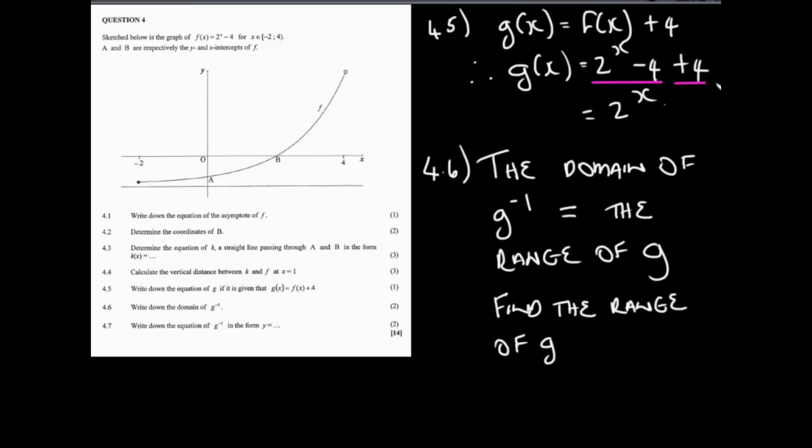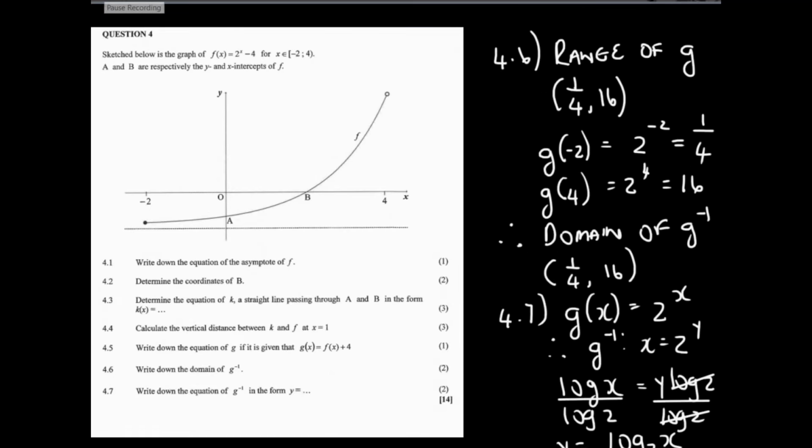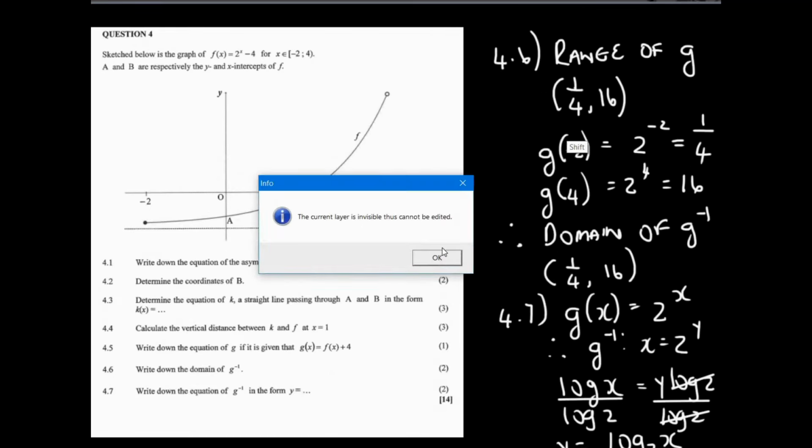Let's look at 4.6 now. What we need to understand about 4.6 and inverse functions is that the domain of the inverse is equal to the range of the original. So the domain of the inverse is equal to the range of the original function g. So we need to find the range of g. So we see that the range of g is 1/4 and 16.